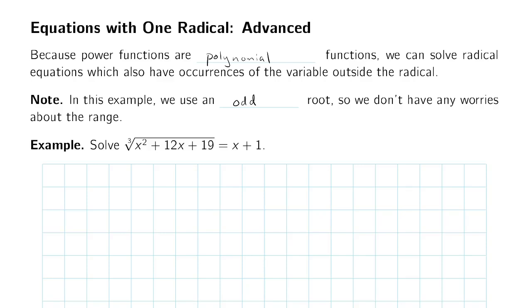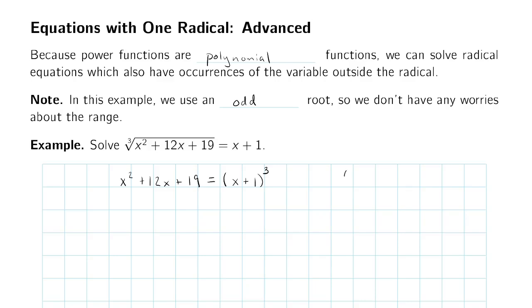So, okay, we'd like to solve the third root of this polynomial, x squared plus 12x plus 19, equals x plus 1. And our first move, since our radical is already isolated, is going to be to rewrite that in terms of a power function. If the third root of this polynomial is x plus 1, this polynomial is x plus 1 to the third.